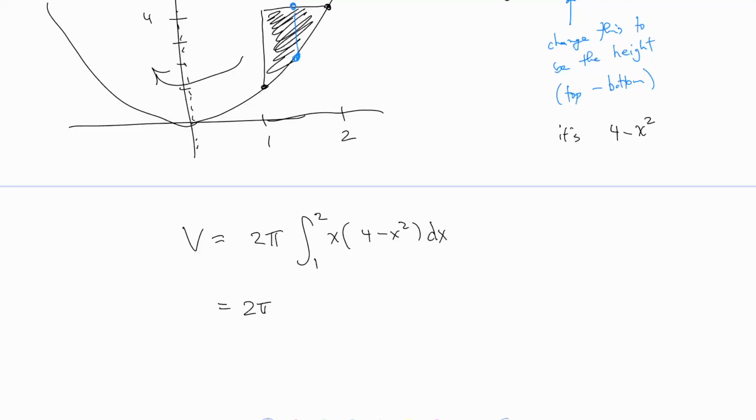Anyway, to do the integral here, I would distribute the x. Let's just finish this off. 4x minus x cubed, right? And that's whatever that is. It'll be 2x squared minus 1/4 x to the 4. Plug in 2 and 1, etc. Whatever the numbers are.